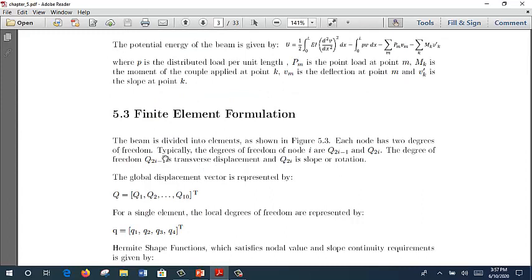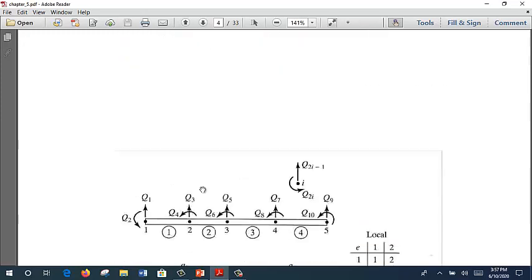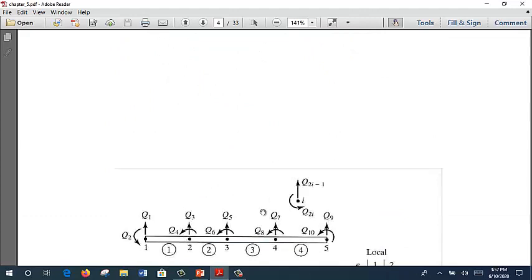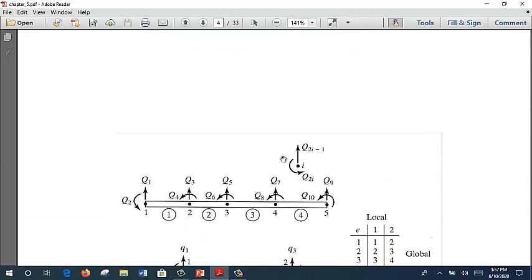That is a basic for you, and typically the degrees of freedom of node i are Q2i minus 1 and Q2i. This is similar to the previous lesson, if you still remember. The difference is just the direction, because the degrees of freedom for the truss are about X and Y, but for the beam it is different because they are considered for the axial and for the vertical one. So this is how they are calculated: Q2i minus 1 and also Q2i.